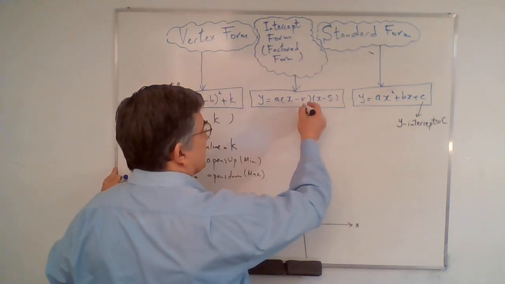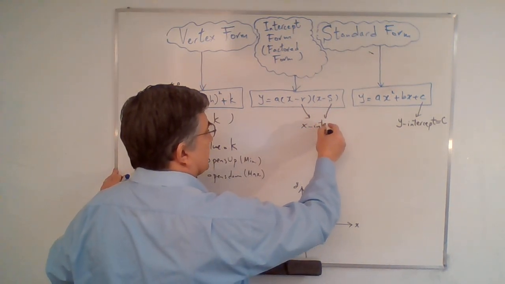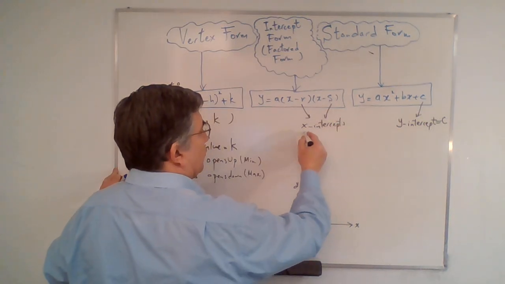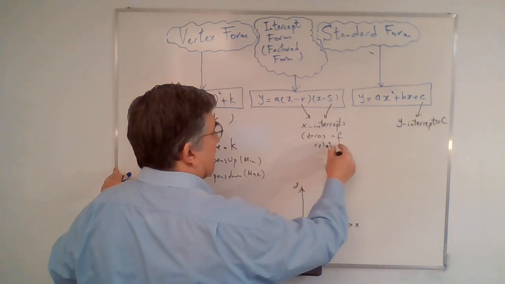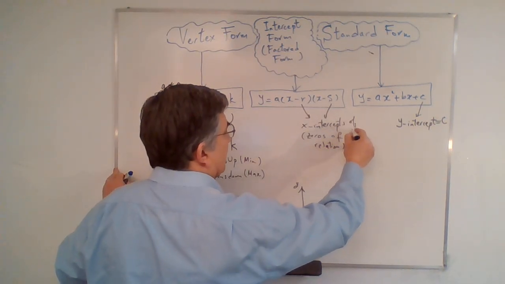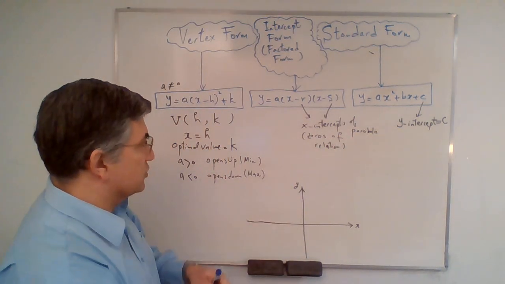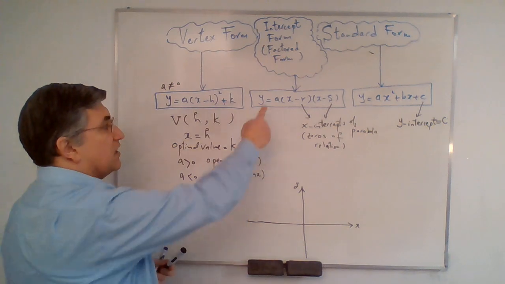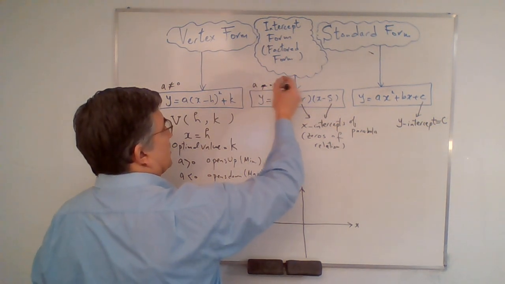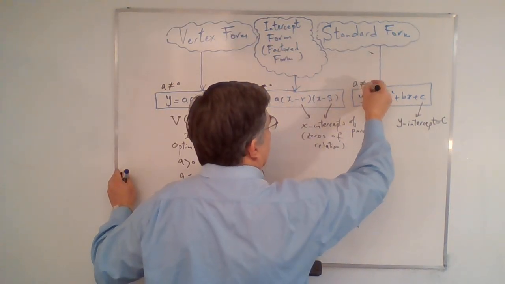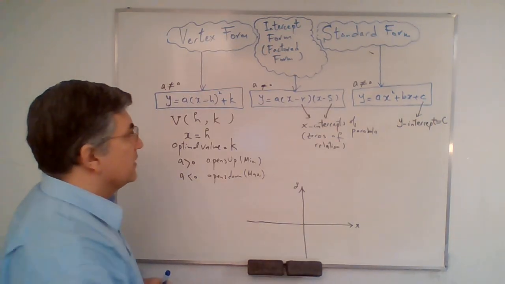So r and s are the x-intercepts of the parabola or the graph. In other words, the zeros of the relation. That's what r and s stand for. A is the same old a as we had in the past, and we know that a can never be 0, and whether it's positive or negative, we talked about before.